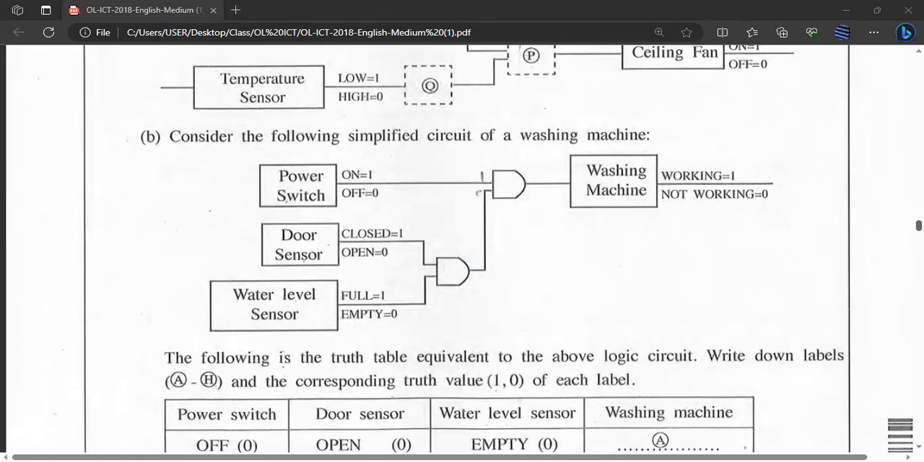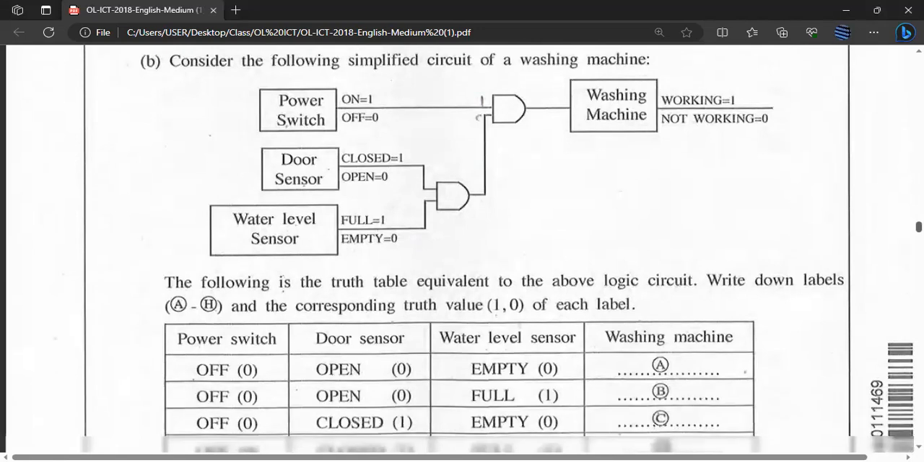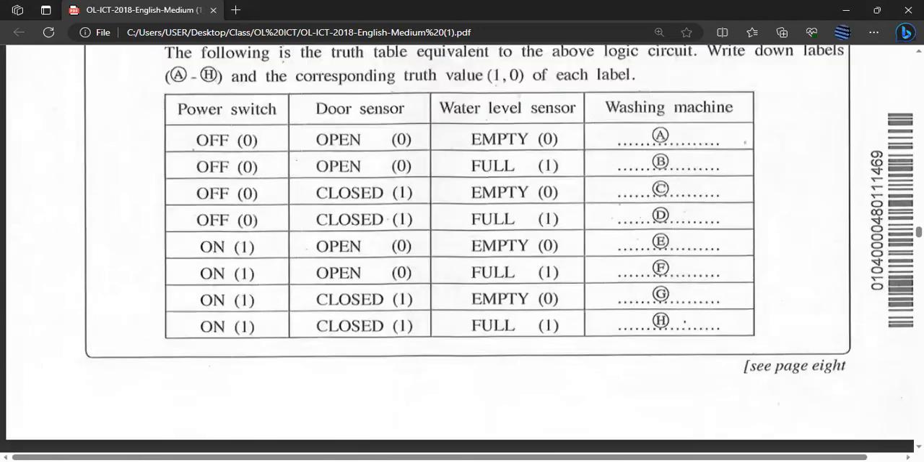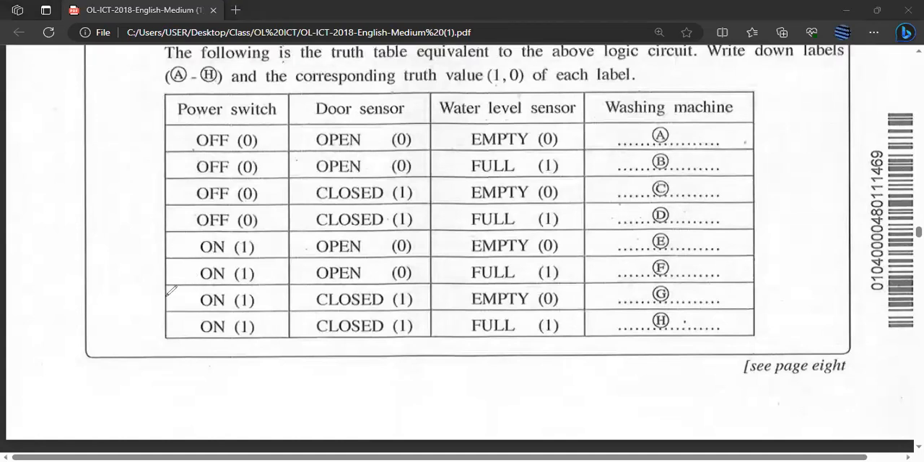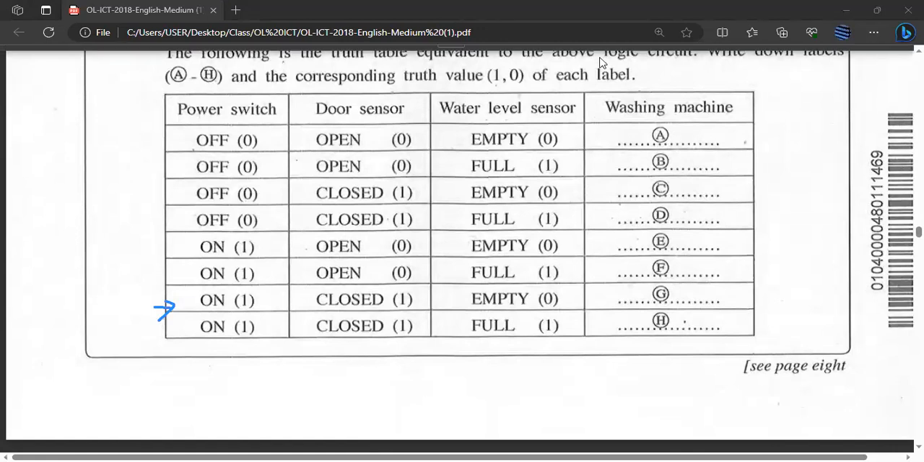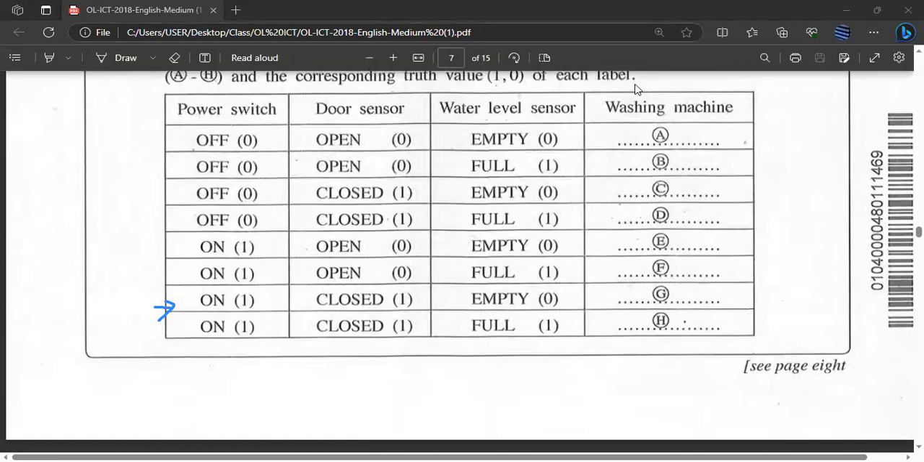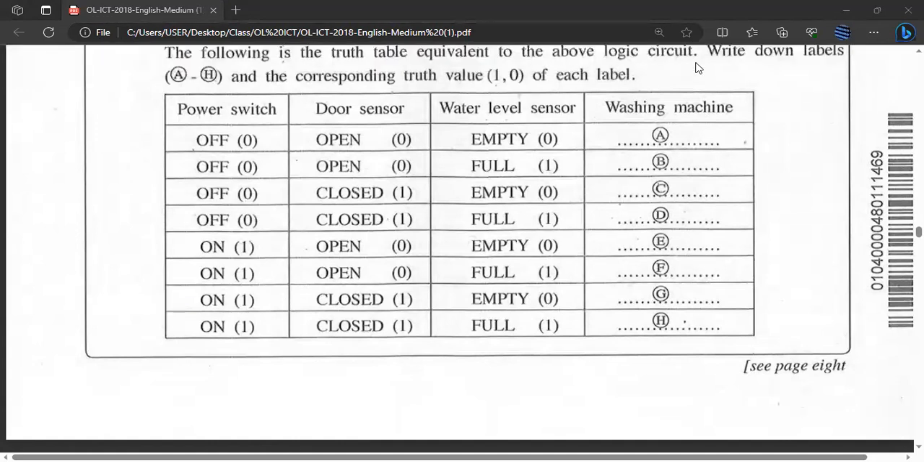Now let us come to the next one. They are saying power switch is on, then the door sensor is closed, but the water level sensor is 0. If water level sensor is 0, then also the washing machine won't work. Why? What's the simple logic? AND gate. In an AND gate, both the conditions must be satisfied.